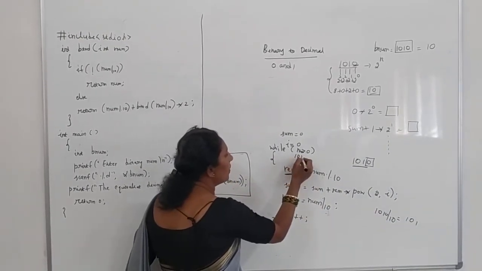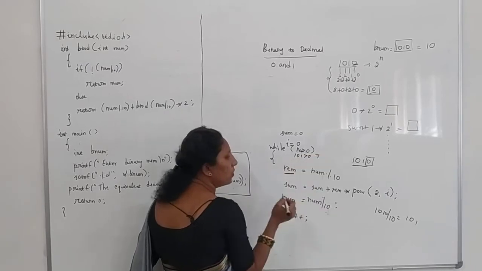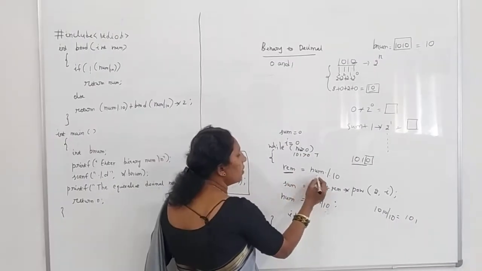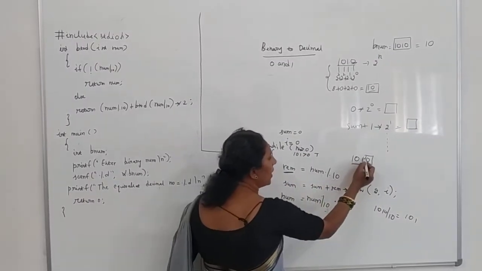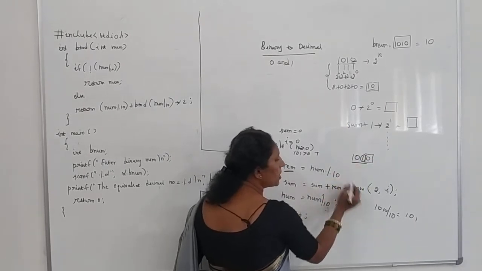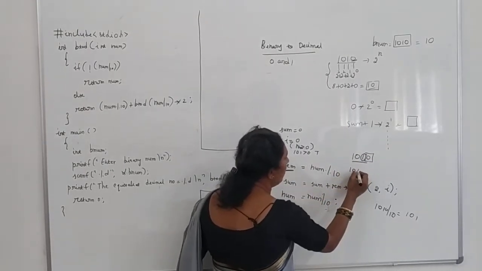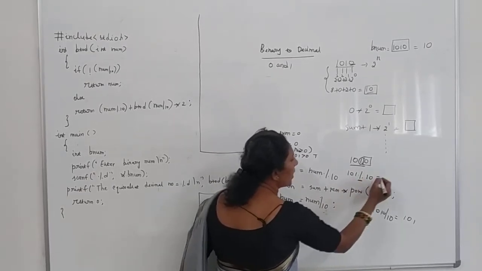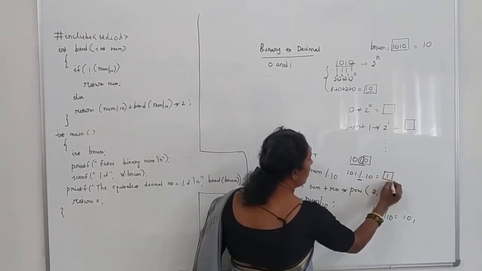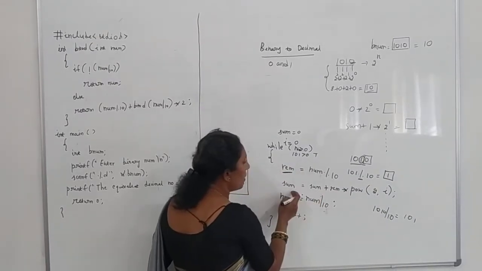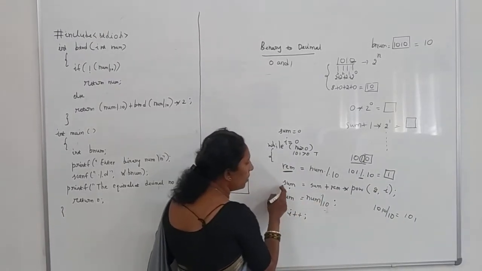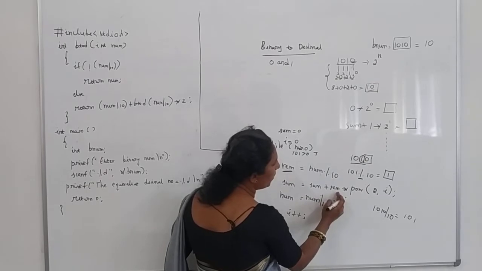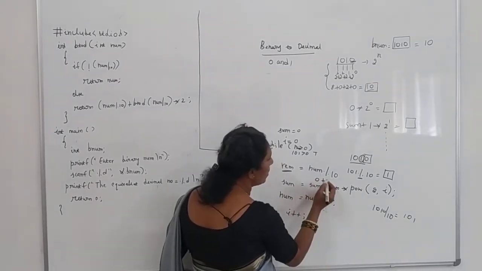num will be 101, which is greater than 0. It is true. Next, remainder is equal to num modulus of 10, which is nothing but the next bit. num is 101, modulus by 10. When I perform the modulus operator, I will get the remainder as 1. Again, sum is equal to sum. What is the previous sum value? 0 only.